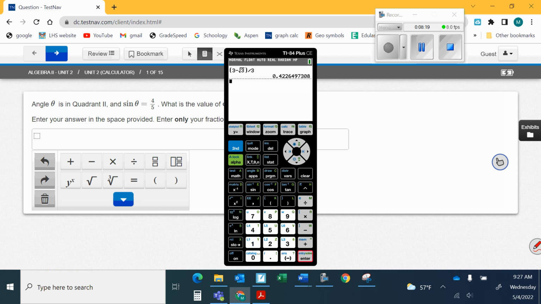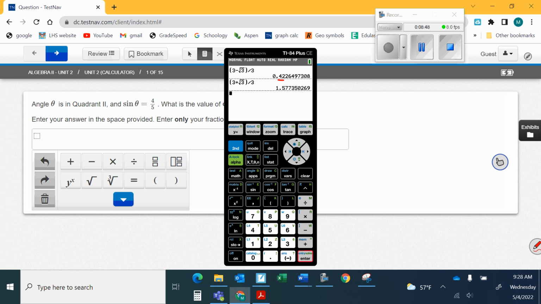Okay, so those would be my 2 answers. Of course, this rounded to the nearest hundredth would be 0.42. Let's say I forgot what my last one was. I can hit second entry, not memory, second entry, and hit enter right there. Again, second entry right there, 3 plus root 3, and hit enter, and there's my other one.